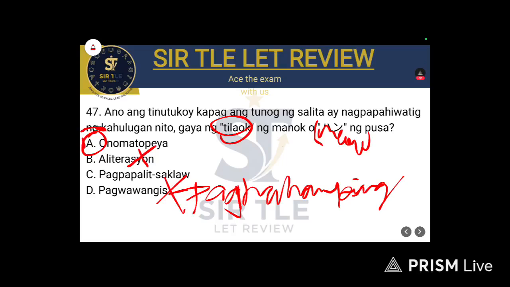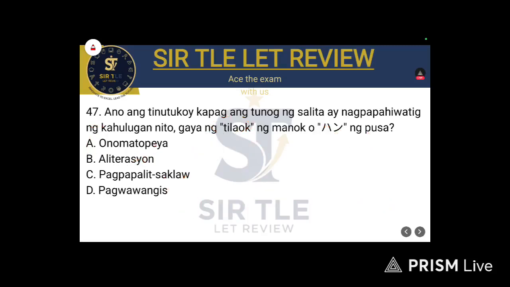Another example sa ating kapaligiran, no? Ang ating mga relo. So anong tunog ng isang relo? Tik-tak. Ng tren, chug-chug-chug-chug-chug. This is an example of onomatopoeia. The onomatopoeia ay ang paggamit ng mga salitang gumagaya sa tunog ng mga bagay sa paligid natin. The answer for number 47 is letter A.